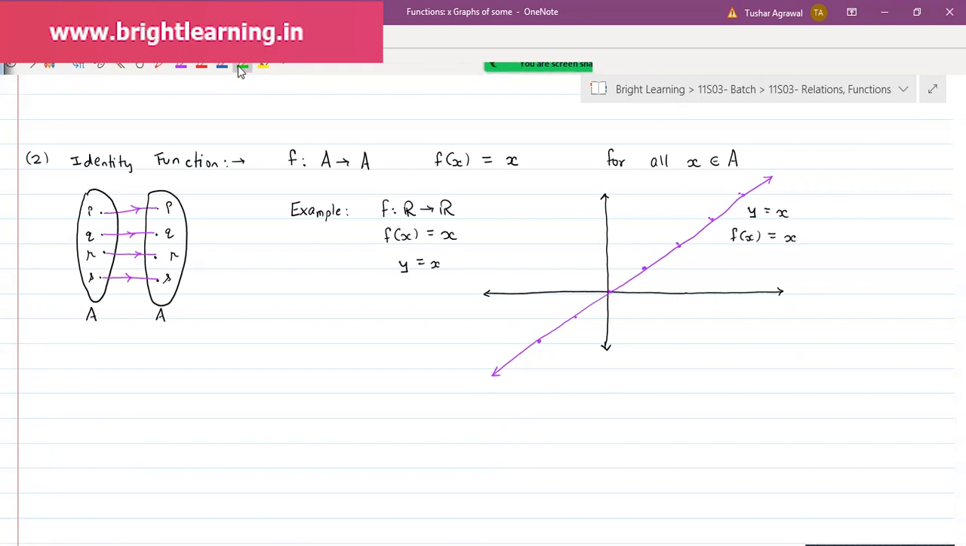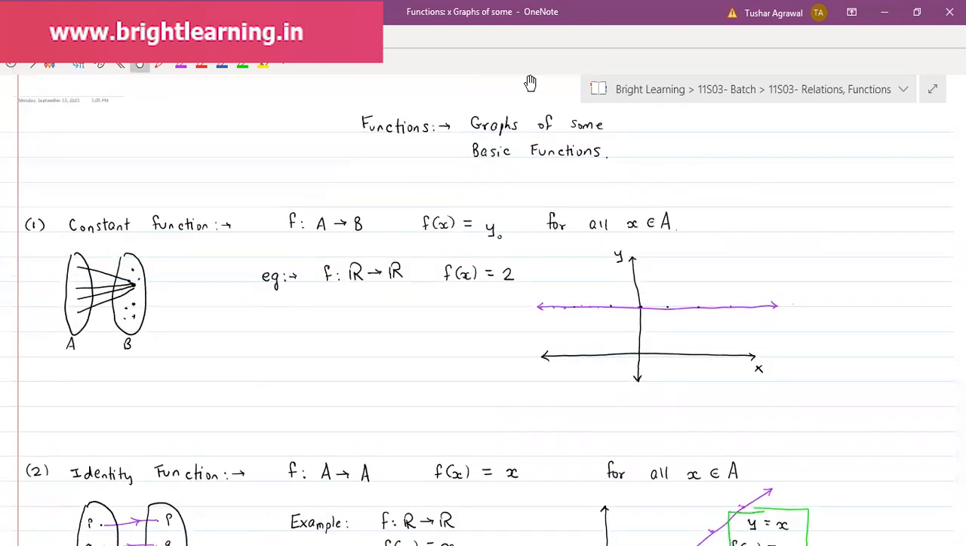Okay. Sir, yes, tell me. Sir, these both functions, once again will you explain? Sorry, what? The second function? Both constant and identity. Yes, sir.